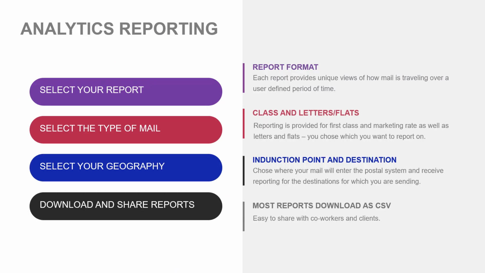So the analytics reporting tool is a very powerful tool, and it's actually quite simple to run these reports. First, you determine which report format you want to run and make that selection, and then you start defining your sample. Pick the class of mail you want to measure as well as the shape of your mail piece. And then you'll select the induction point that you intend to enter your mail from. And then it's really just a matter of downloading your reports, putting them in a job folder, or sharing them with colleagues and clients.